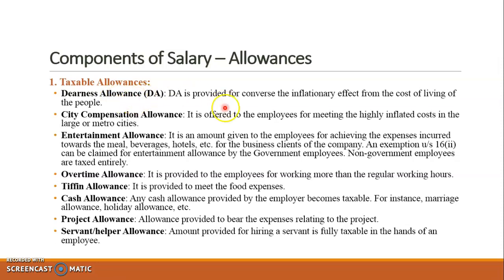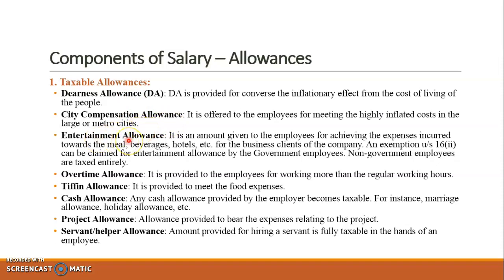This is to compensate the inflationary effect on the cost of living of people. It's to ensure that the purchasing power of the people remains the same. So usually the company gives DA. Then there is city compensation allowance. This is also to meet the highly inflated cost in the larger metro cities.